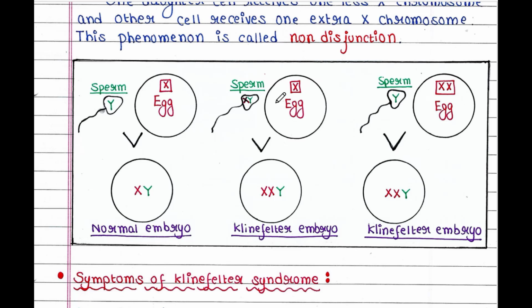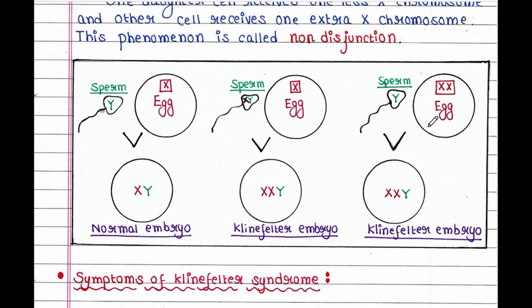Now here in the second case, this is the egg that is normal, that has 1 X chromosome. And this sperm is fusing with this X chromosome. But this sperm is abnormal. Why? Since it has 1 X chromosome along with the Y chromosome. So this is abnormal, and the zygote which is formed after the fusion is abnormal. It contains 2 X chromosomes and 1 Y chromosome instead of 1 X and 1 Y chromosome. So this zygote will form Klinefelter syndrome.